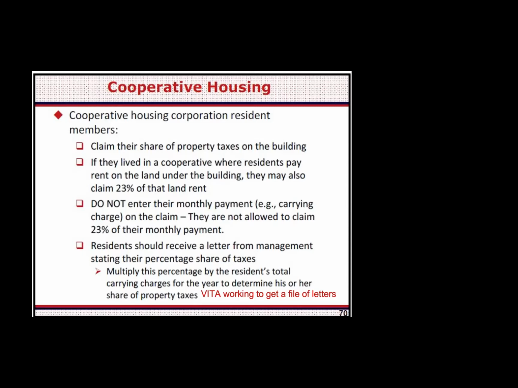So there'll be a letter that comes, and the state is really pushing hard on cooperative housing, nursing homes, and homes for the aged to provide a letter on what their share of property taxes is. We'll see if that happens, but the state in the training in Lansing this year said they're really pushing hard to get these places to do that. We're also going to be collecting letters this year. We always say we're going to do that. Somehow we never do it, but we did collect one.